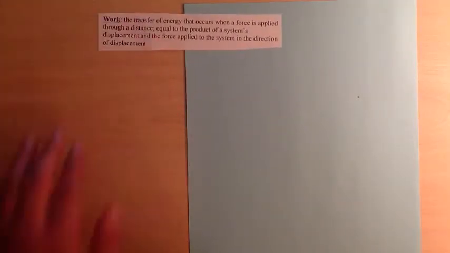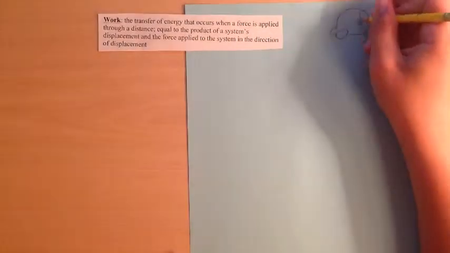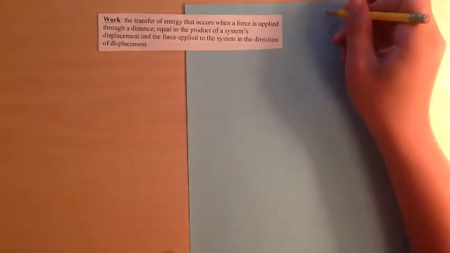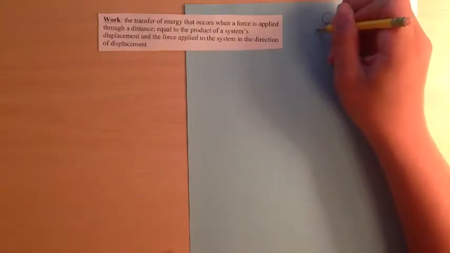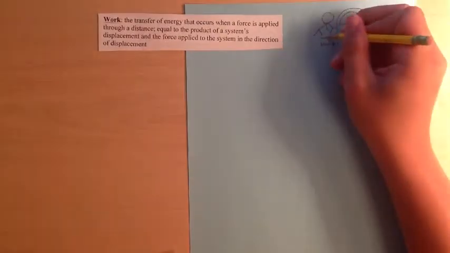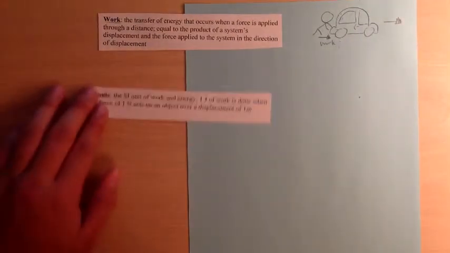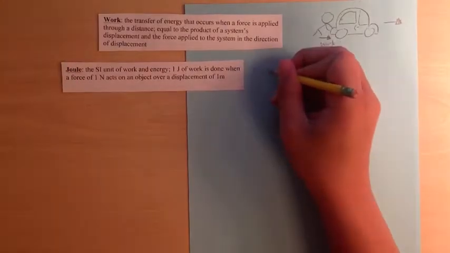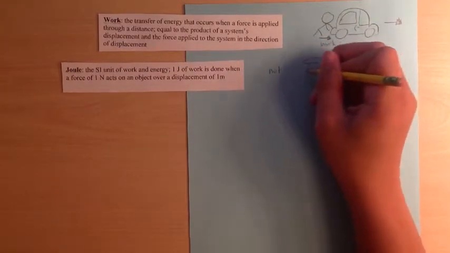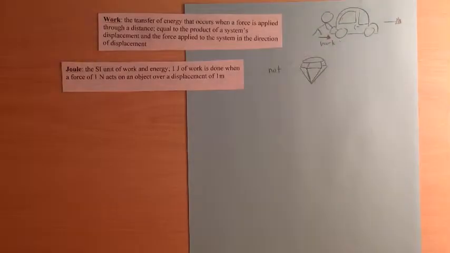Work is the transfer of energy that occurs when a force is applied through a distance equal to the product of a system's displacement and the force applied to the system in the direction of displacement. A joule is the SI unit of work and energy. 1 joule of work is done when a force of 1 Newton acts on an object over a displacement of 1 meter.